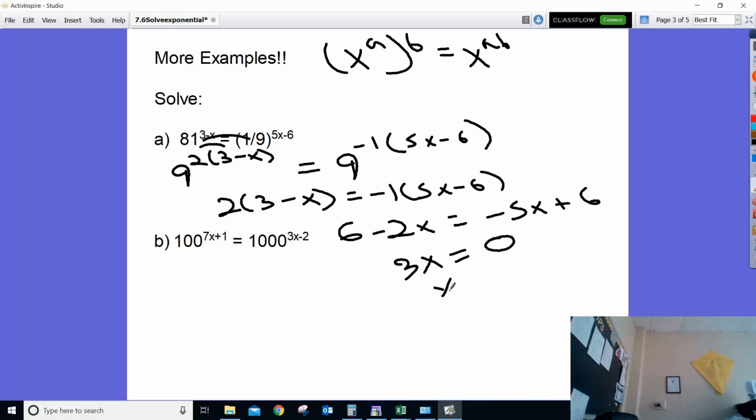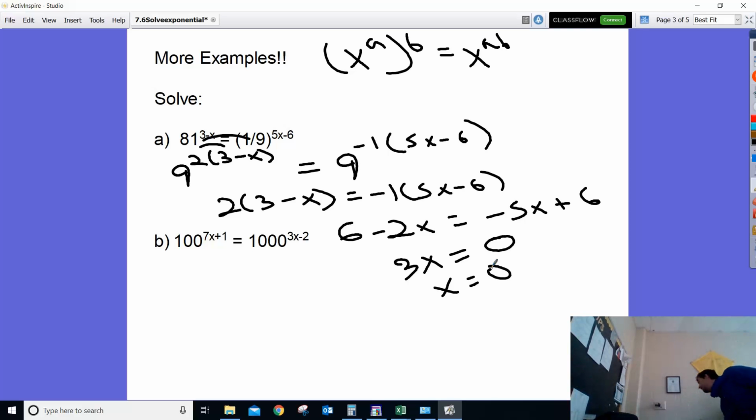And that makes it 1 equals 1. Yeah, it does make it 1 equal 1. No, it doesn't make it 1 equal 1. It says that 81 to the third is equal to 1/9 to the -6 power. Now, look at example B.